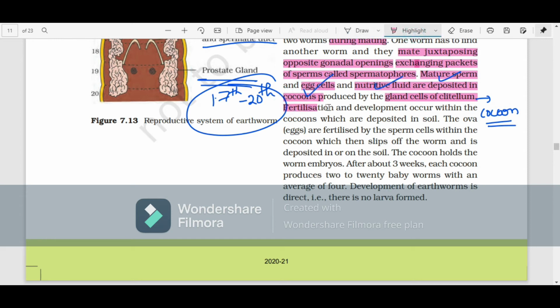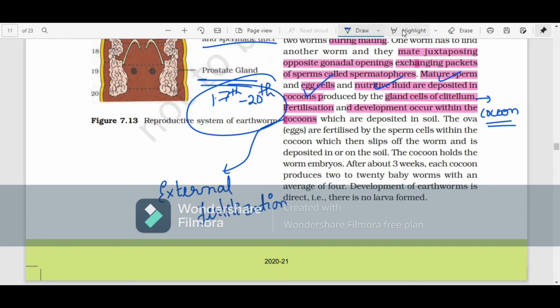Now, both fertilization and development occur within the cocoons deposited in the soil. Remember, both fertilization and development. So that is why it's called which type of fertilization? There'll be confusion whether it's external or internal fertilization. It's external fertilization. So it is external fertilization which is taking place.